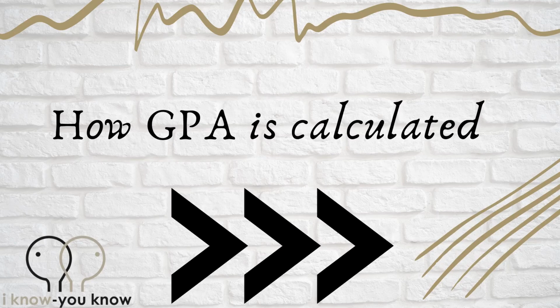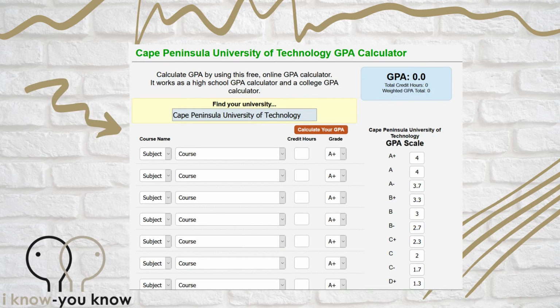So looking into how different institutions might calculate their GPA, let's have a look. I have here the Cape Peninsula University of Technology GPA calculator. Similar to how other institutions that I've shown you have an APS calculator, some institutions also have a GPA calculator on their system just to make it easier for people to calculate their GPAs.